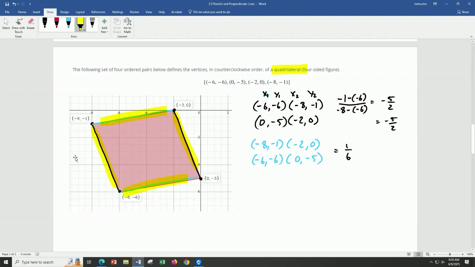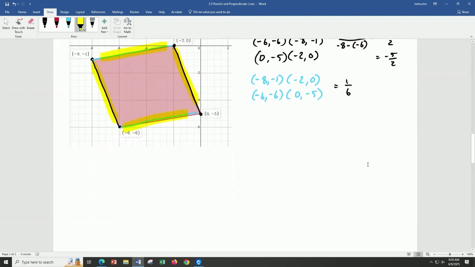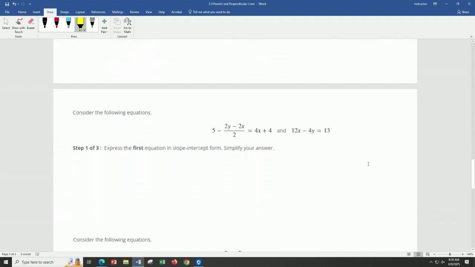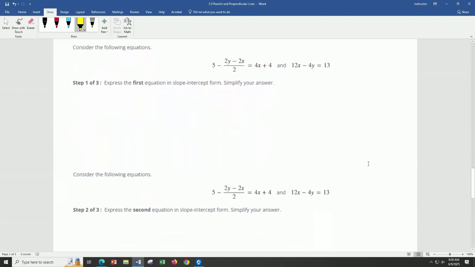Let's do another one. Let's do one more, then we'll call it a day. Look at this one right here. I'm going to show you both sides of this. Notice, step 1 of 3. Express the first equation in slope-intercept form. Simplify your answer. Well, that one looks kind of ugly. But that's okay. Because whenever I have fractions, I want to do what with those fractions?